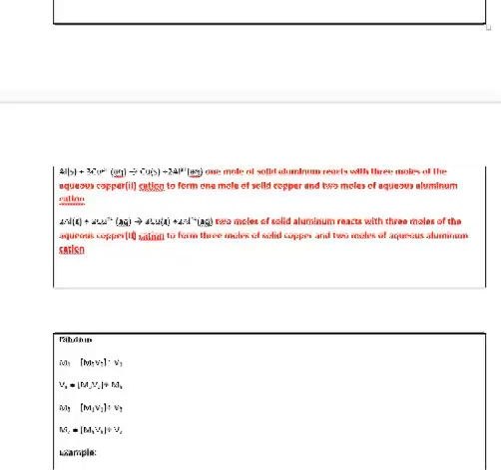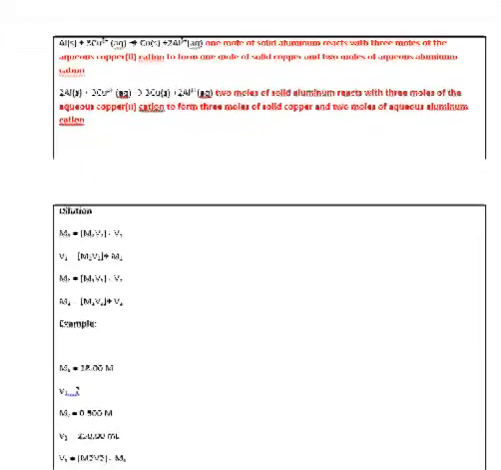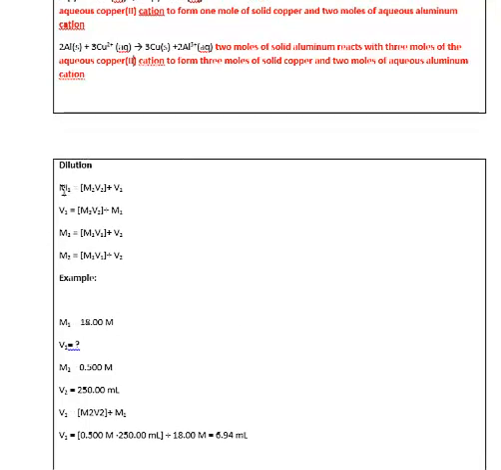All right, so here I'm just going to call this M1. So M1 equals the product of M2V2 divided by V1. V1 equals the product of M2V2 divided by M1. M2 equals the product of M1V1 divided by V2.